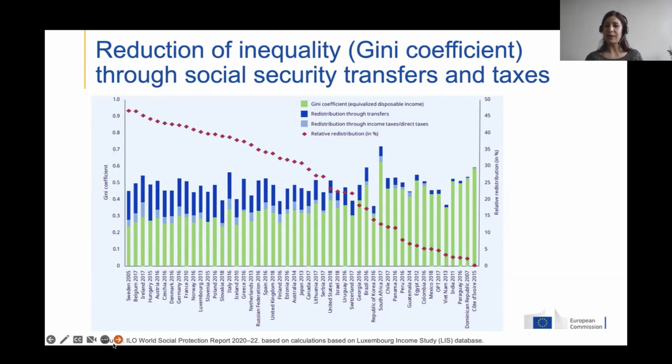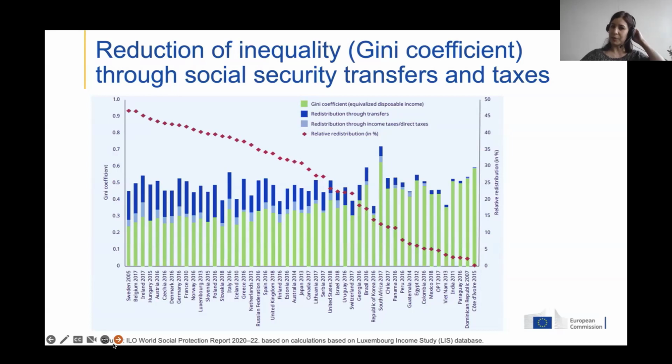Basically, you can see clearly that countries with more developed social protection systems, you don't see the names, but they are Sweden on the left, Belgium, Ireland, have a much more significant degree of redistribution and then reduced level of inequalities than social protection systems in countries where they have lower social protection schemes.